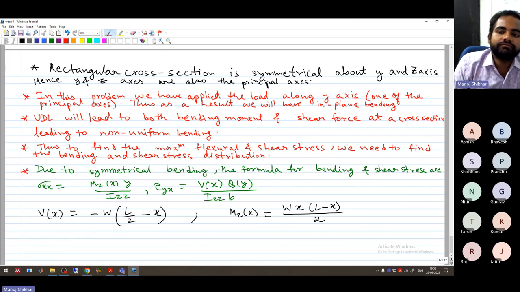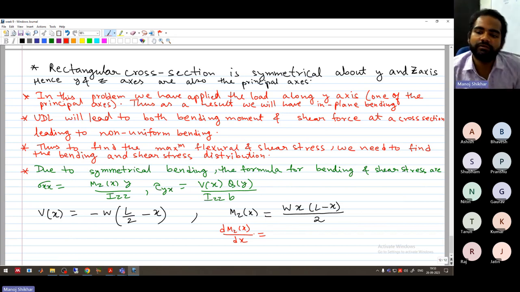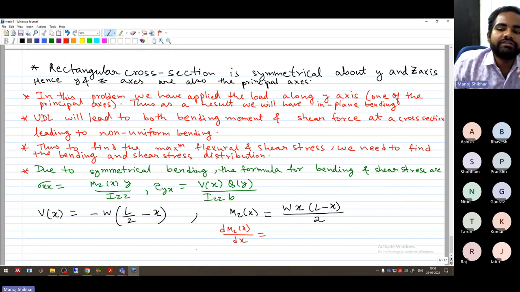So to find the maximum value of sigma x, we need to know the maximum value of Mz(x), right? And accordingly, we can substitute y and Izz. The maximum value of Mz can be calculated by setting dMz/dx equal to 0, which tells us where Mz has a maxima or minima. On double differentiation, we can say whether it is a maxima or minima. From the BMD, you can directly see that the maximum bending moment will be at the center. But for the sake of this class, I want to calculate it here.